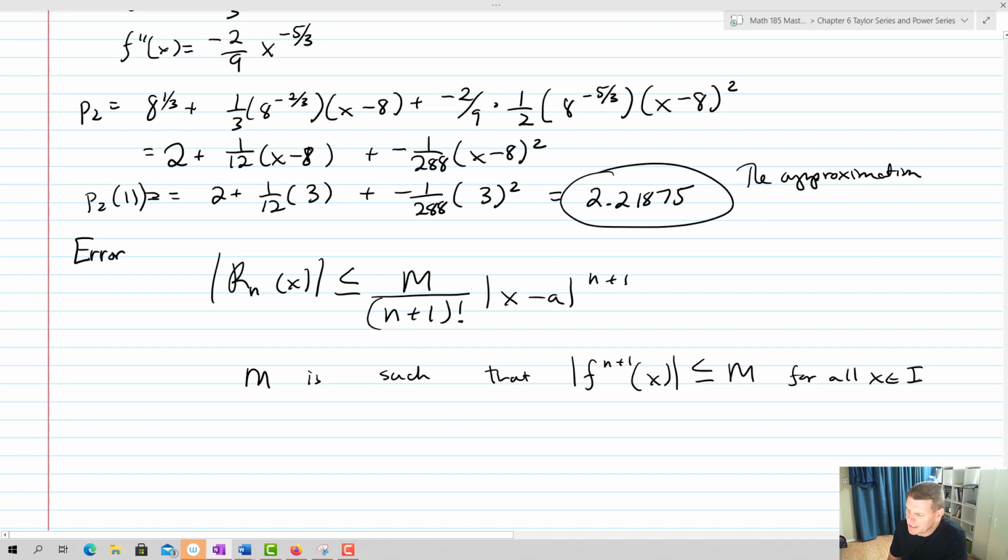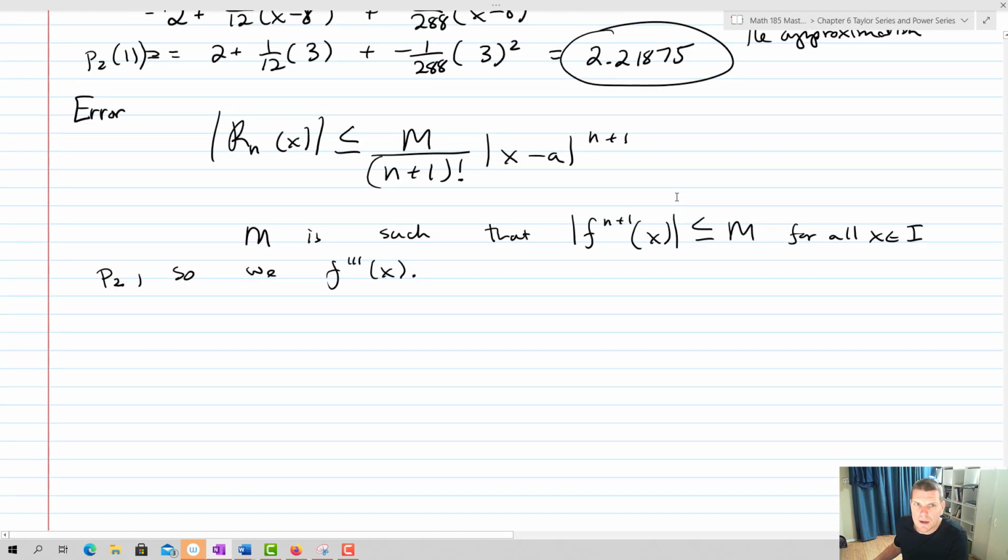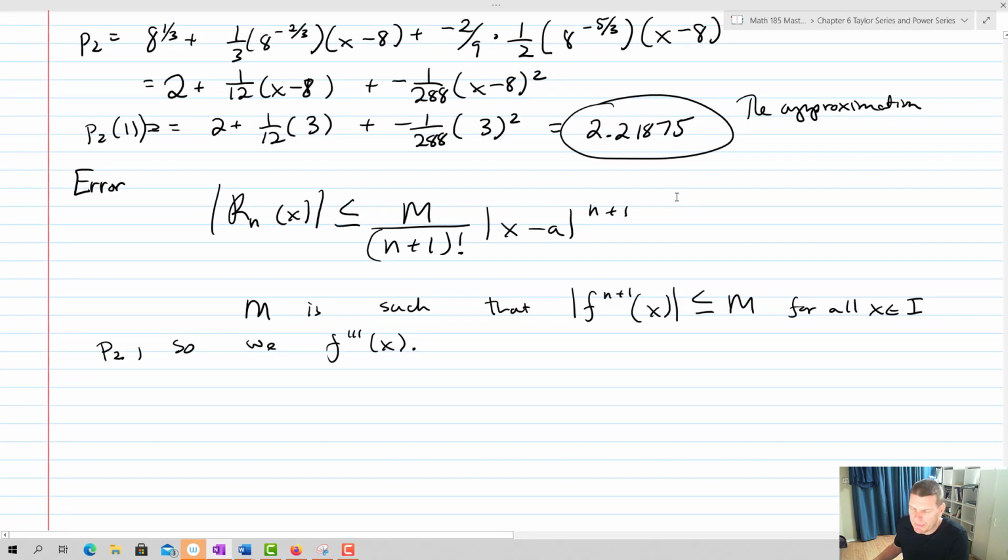So what that means is I'm going to have to find, in our case, since we had P2, f triple prime of x. We're going to need to bound it from 8 to 11. We don't know what our c is in this case, but that's okay. All we need to do is create a boundary for it, and I'll show you how to find that boundary in just a second.